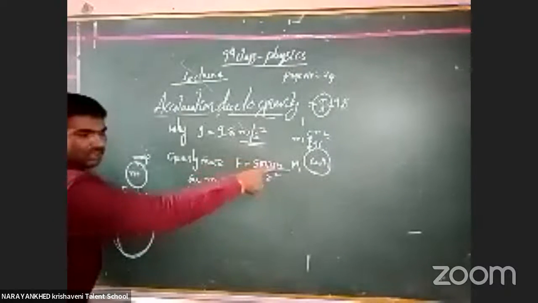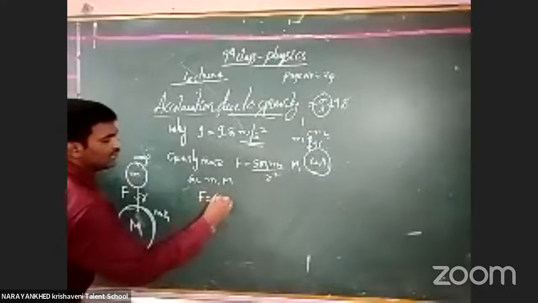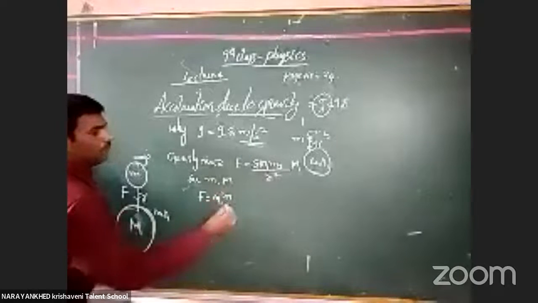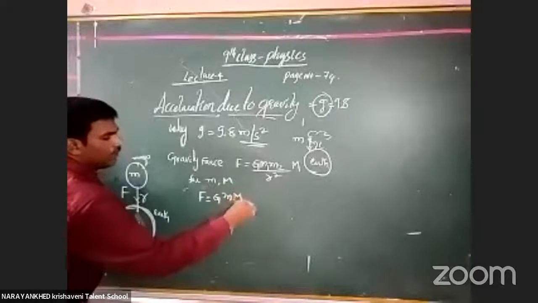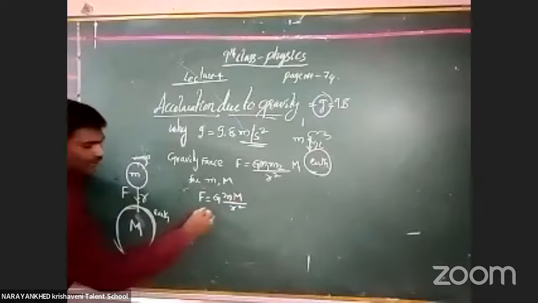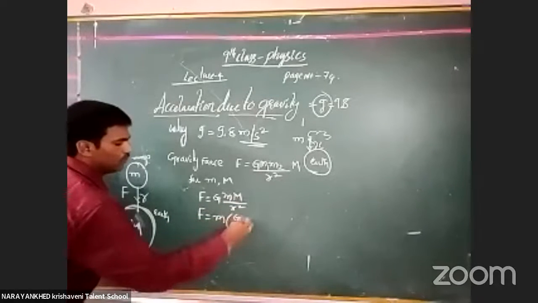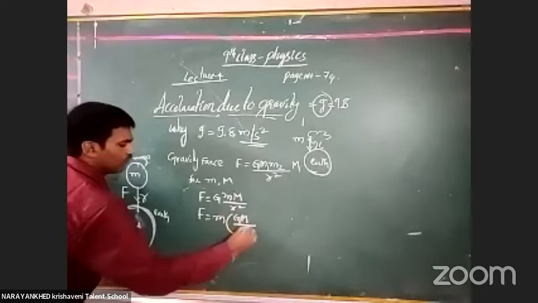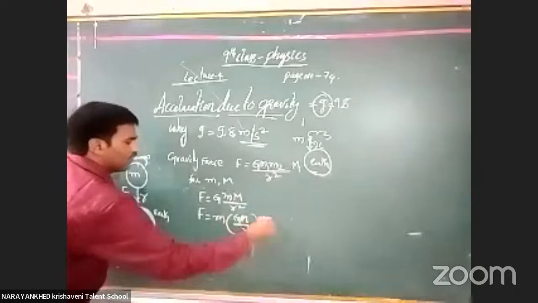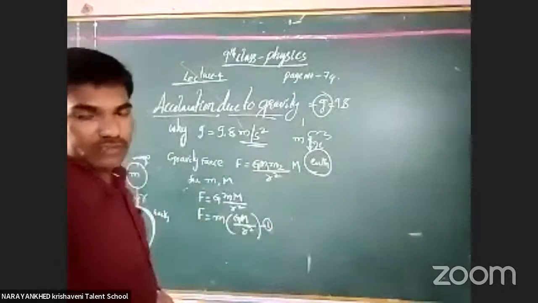Just change it to M1 and M2. That's it. F is equal to G into m and capital M by R square. Okay, clear or not? I have written it as small m into GM by R square. No problem? This is taken as equation number 1. Got it or not? I hope you got it.